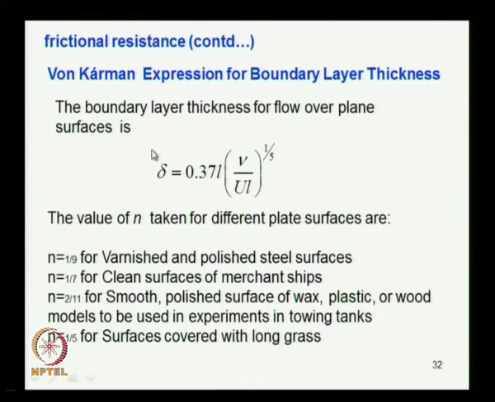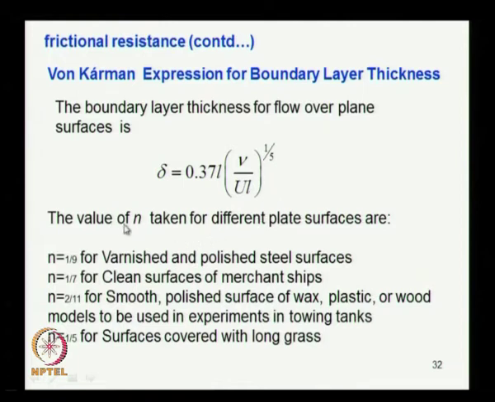The boundary layer thickness for the flow, that is the von Karman expression for boundary layer thickness, is given by this expression over here, delta, the boundary layer thickness given by this, and the parameters we have already explained, where L is the length of the plate and all that.